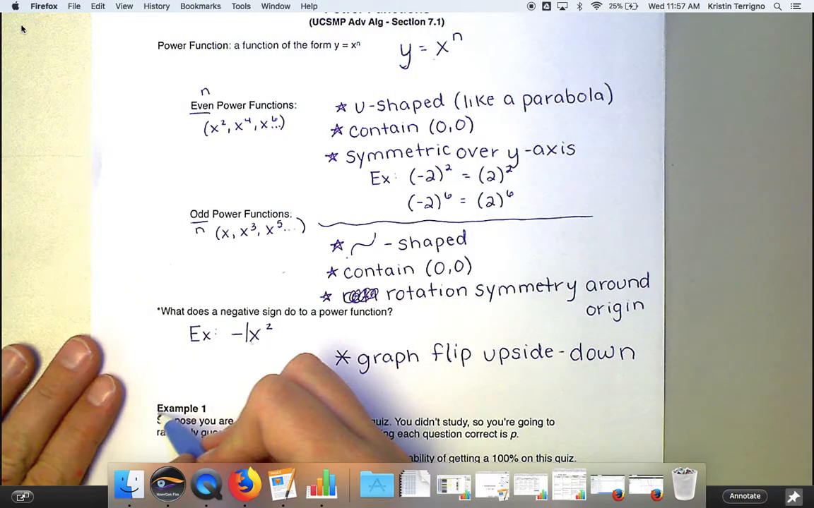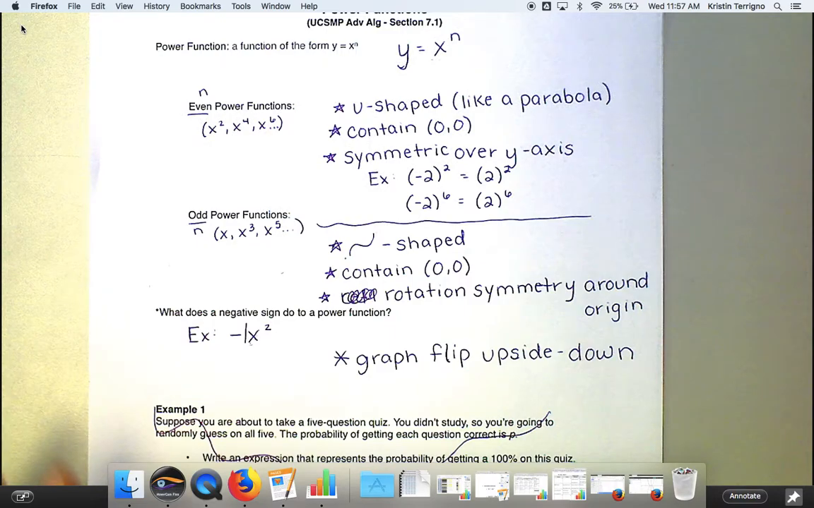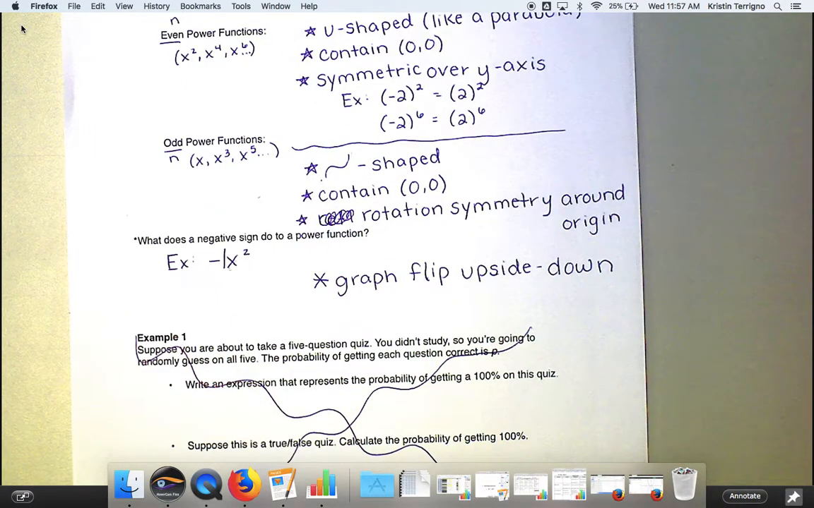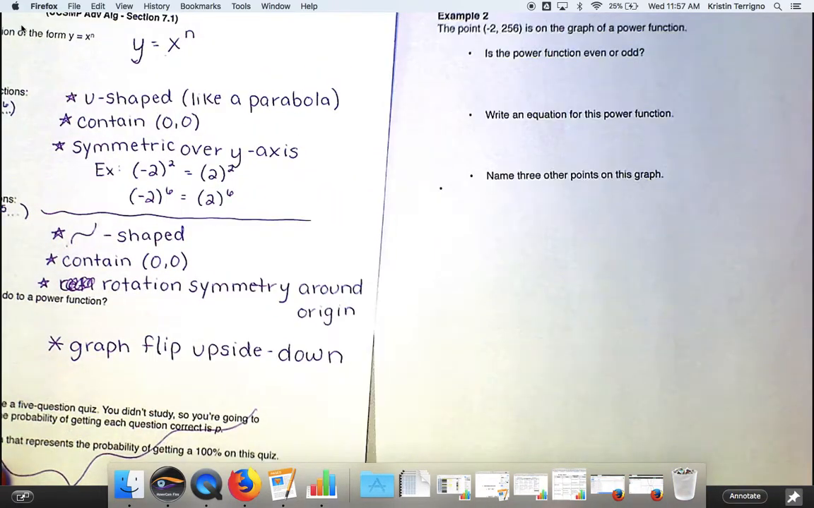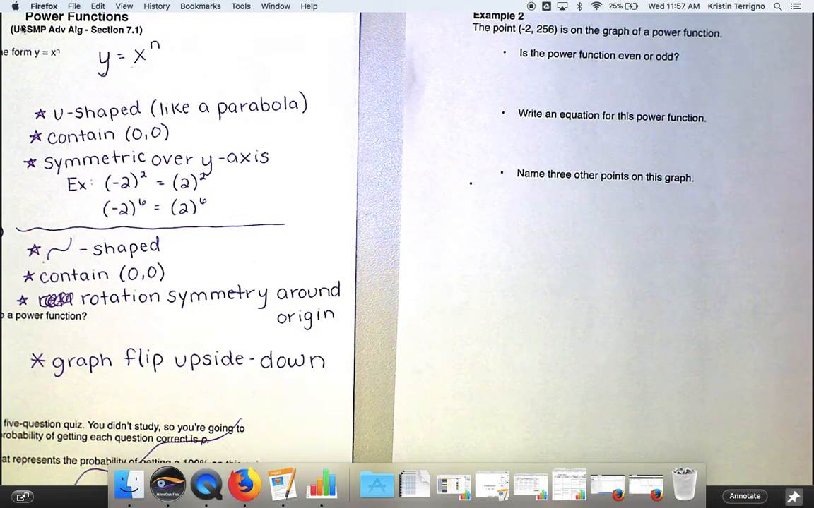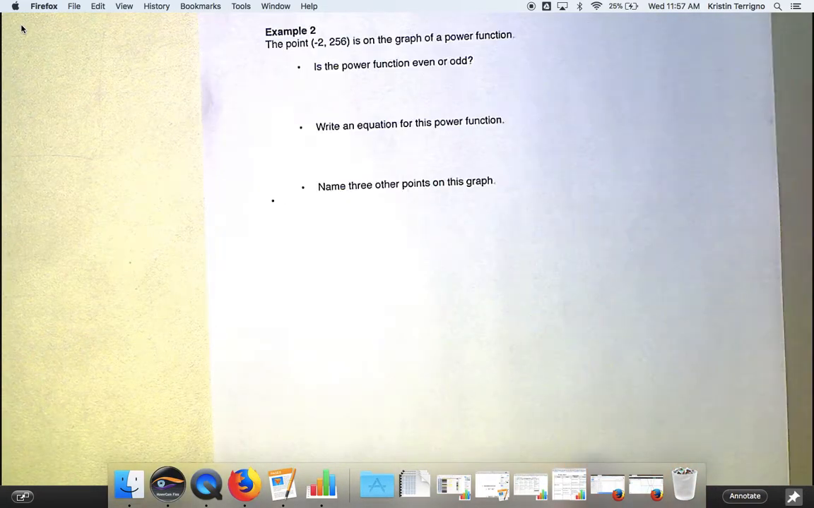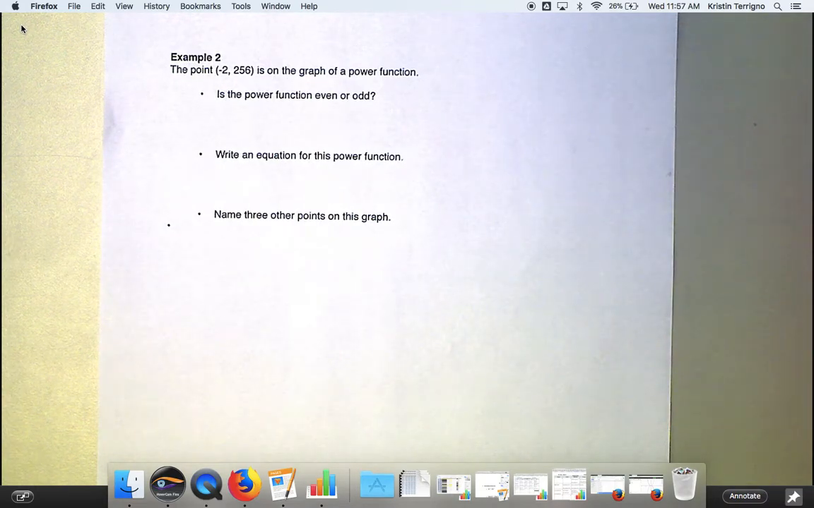We are actually skipping example 1, because example 1 doesn't really make sense with this lesson, I don't think. Personal opinion. So get rid of example 1 there, but example 2 is where things get important. Looking at example 2, it says the point (-2, 256) is on the graph of a power function. Is the power function even or odd?